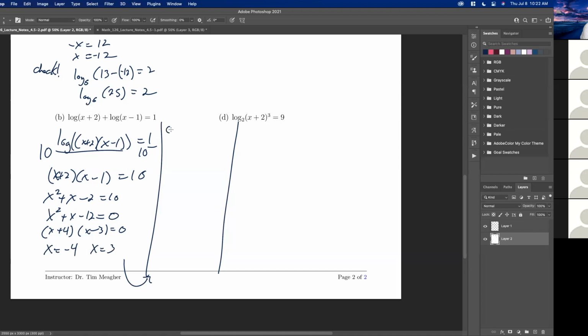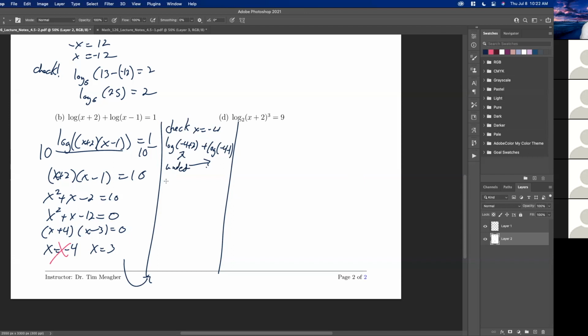So we need to check these. Let's check them one at a time. Let's check x equal to minus 4. Well, here I'll have log of negative 4 plus 2 plus log of negative 4 minus 1. Well, notice here, this can't happen. This is undefined, and this is undefined. Both of these are undefined. Why? Because I have log of a negative number. I can't do that.